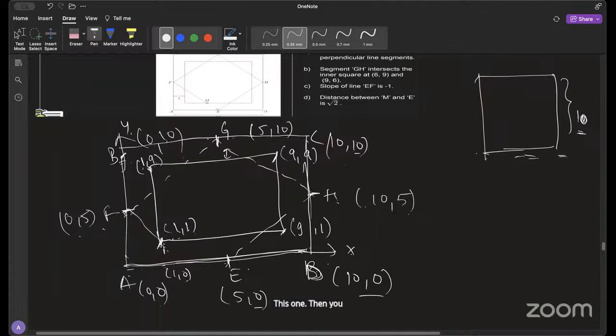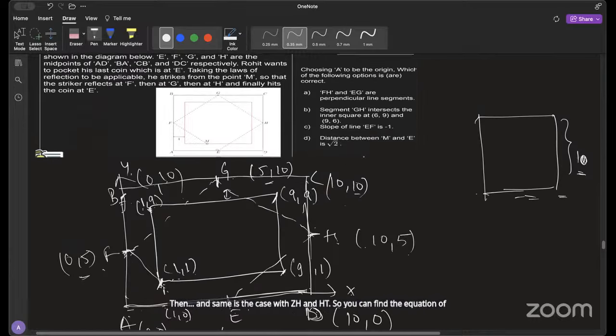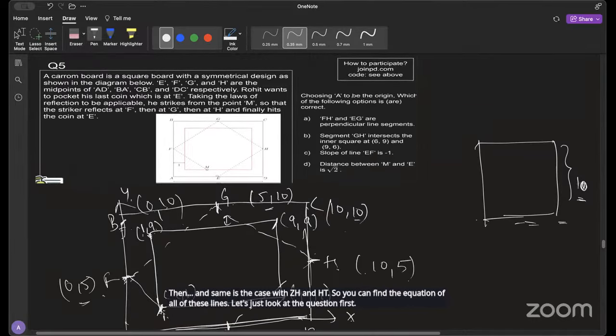Then you can find the equation of FG because you have 2 points, 0, 5 and 5, 10. And the same is the case with GH and HE. So you can find the equation of all of these lines. Let's just look at the question first. Choosing A to be the origin, which of the following options are correct?